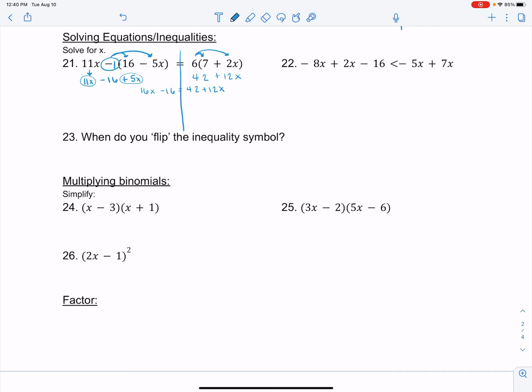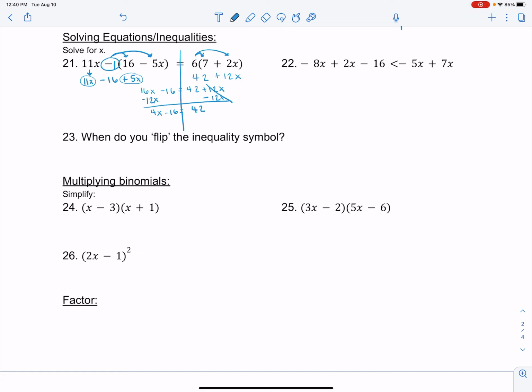Now I need to get all of my x's in one spot. You have 16 x's on the left, you have 12 x's on the right. It doesn't matter which, but you need to pick one of them to move. If I pick to move the 12 x's, I'm going to subtract them because 12 x's minus 12 x's is 0 x's left, so I only have the 42. And I'm going to do the same with the 16 because they're like terms. So 16x minus 12x is 4x minus 16 equals 42.